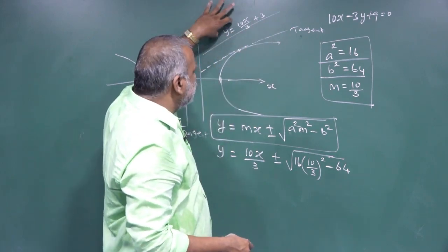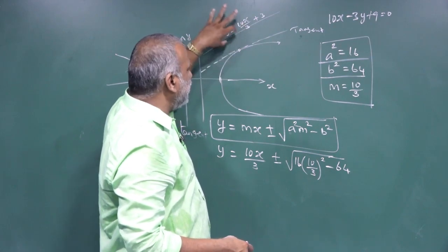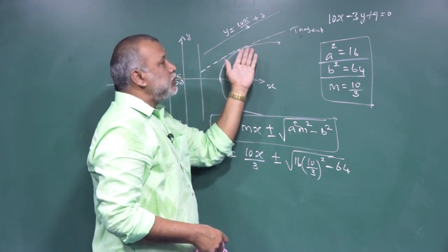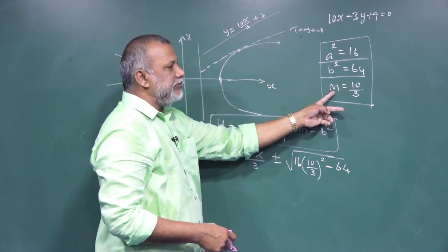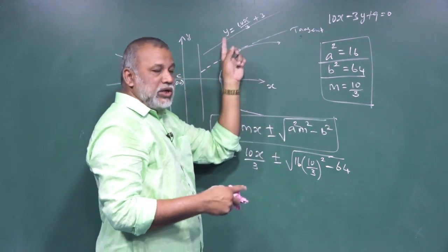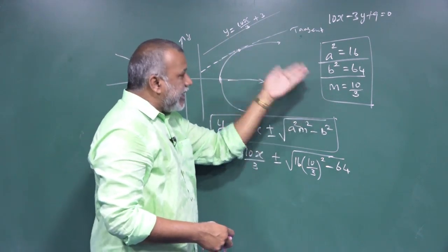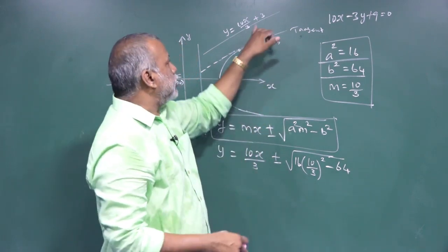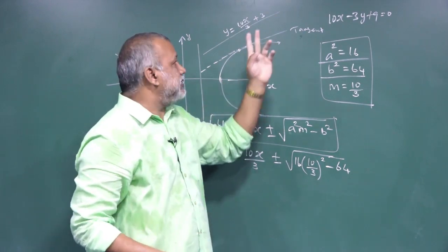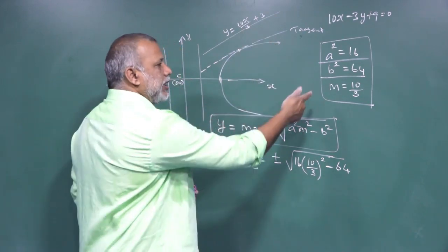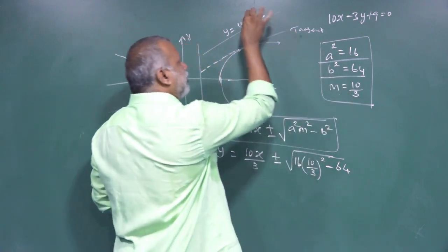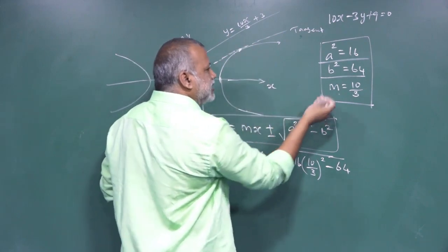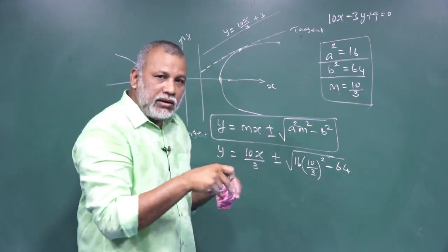Now, for this line to be a tangent, what is the concept here? This line is parallel, so slopes are equal. Say this is m. This m is 10 by 3. This m is originally the slope of the given line, but we can take it for the tangent also. What is the reason? Slopes are equal because this tangent is parallel to the given line. So m equal to 10 by 3 is originally the slope of the given line, but it is considered to be the slope of the tangent also. The reason is parallel.